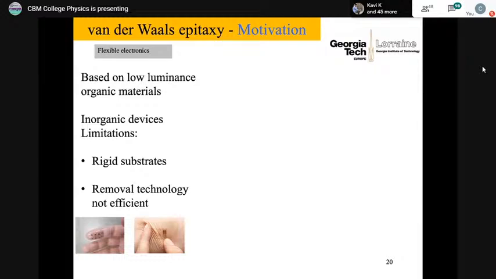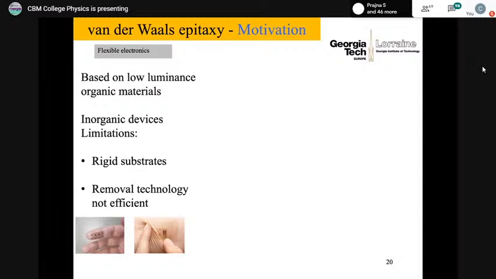So the next thing is van der Waals epitaxy. Why do we need van der Waals epitaxy, especially for flexible electronics? We don't need these rigid substrates. What I mean by rigid substrate is that they are single crystalline substrates, and they are brittle. So I want to remove these substrates from my micron thick active layers.